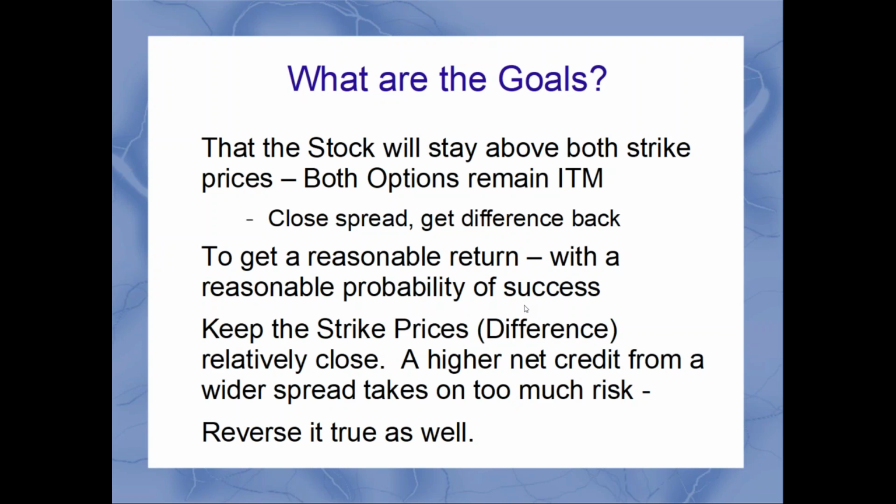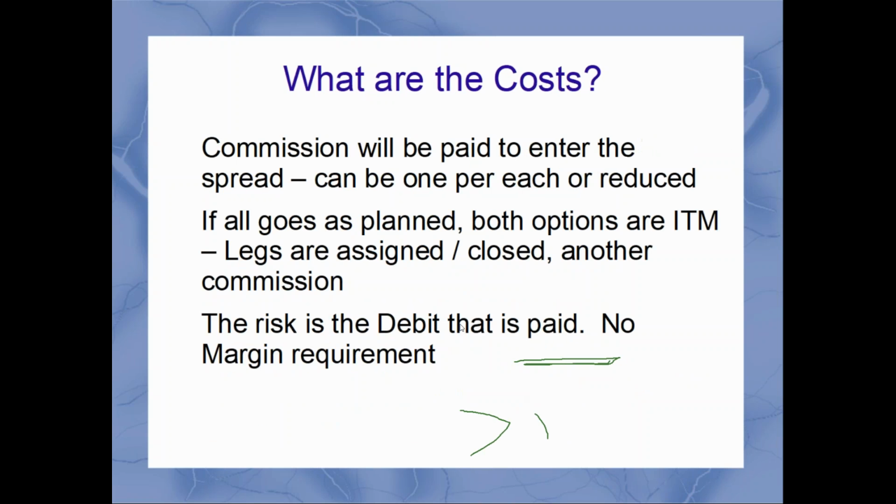So again, reasonable return with a reasonable probability of success. Keep the strike differences relatively close. A higher net debit with a wider strike price might not be the best trade, whereas a 1-point spread with a lower debit might not be the best trade either. You want to sort of be in the middle there. All right, so what are the costs? This is where it comes into play.